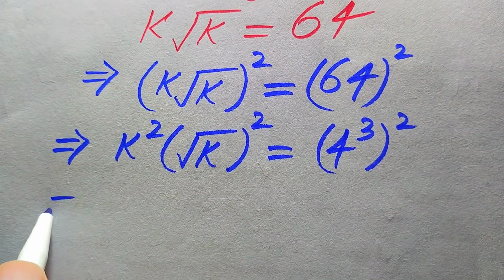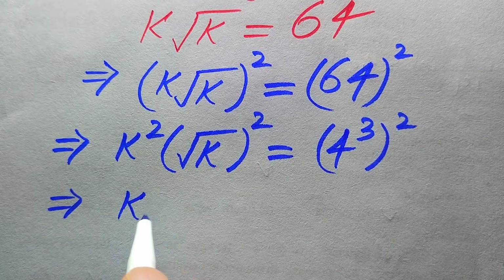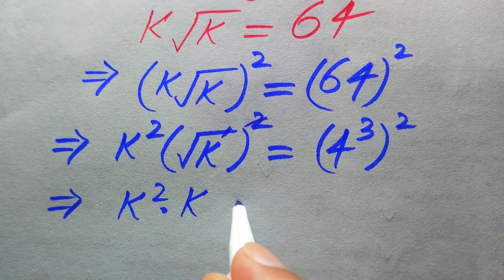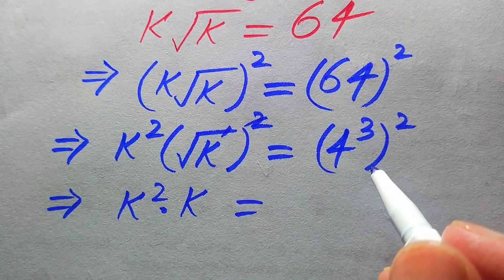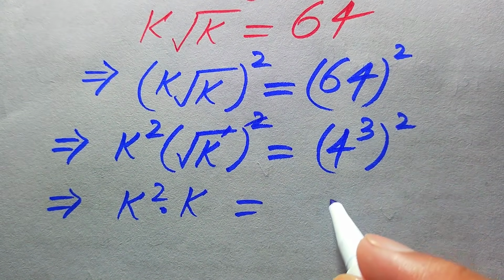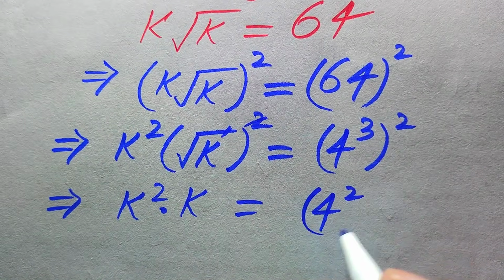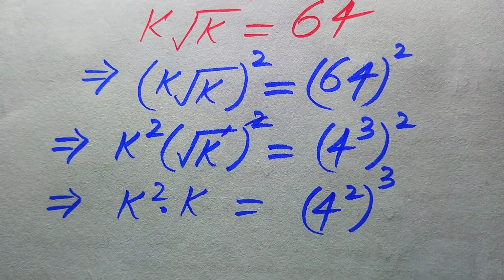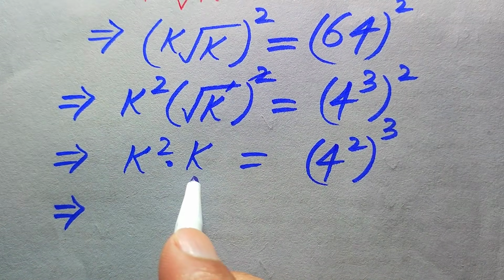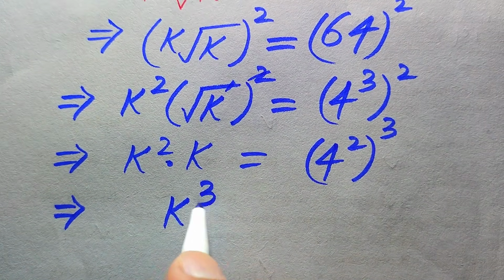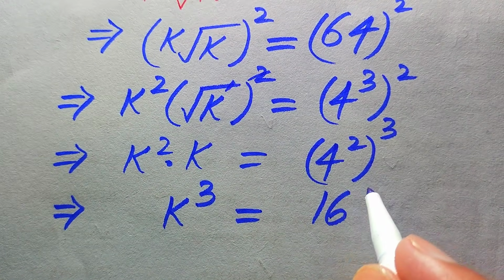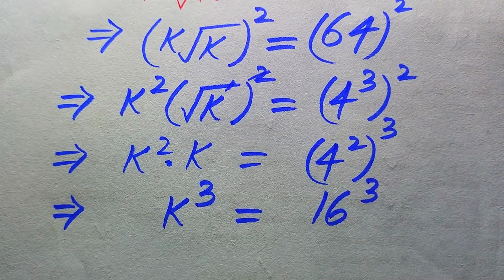And now in the next step we need more simplifications here, and we get k squared times, this 2 and this square root are gone, and we get k equals, in the right hand side we just interchange these two exponents and write it as (4 squared) whole cubed. Further, k squared times k equals k cubed, and 4 squared becomes 16 and its whole cubed.